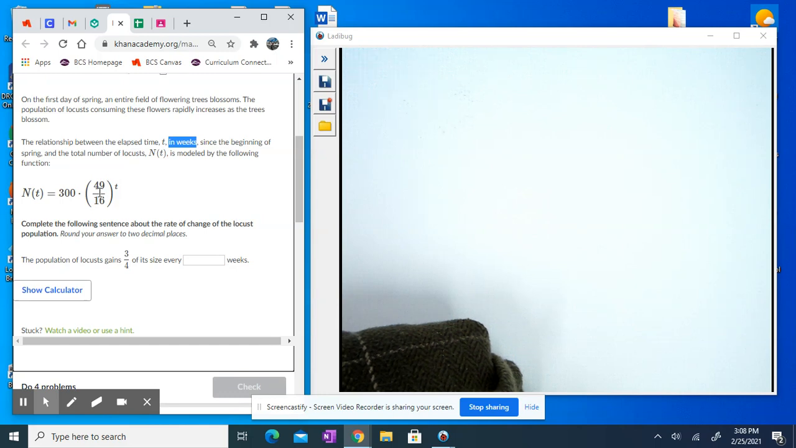Notice these are perfect squares. So right off the bat, when you do these problems, they're going to give you numbers that are perfect squares or perfect cubes, typically. 49 is a perfect square because 7 squared is 49, and 16 is a perfect square because 4 squared is 16. The population of locusts gains 3/4 of its size every so many weeks.